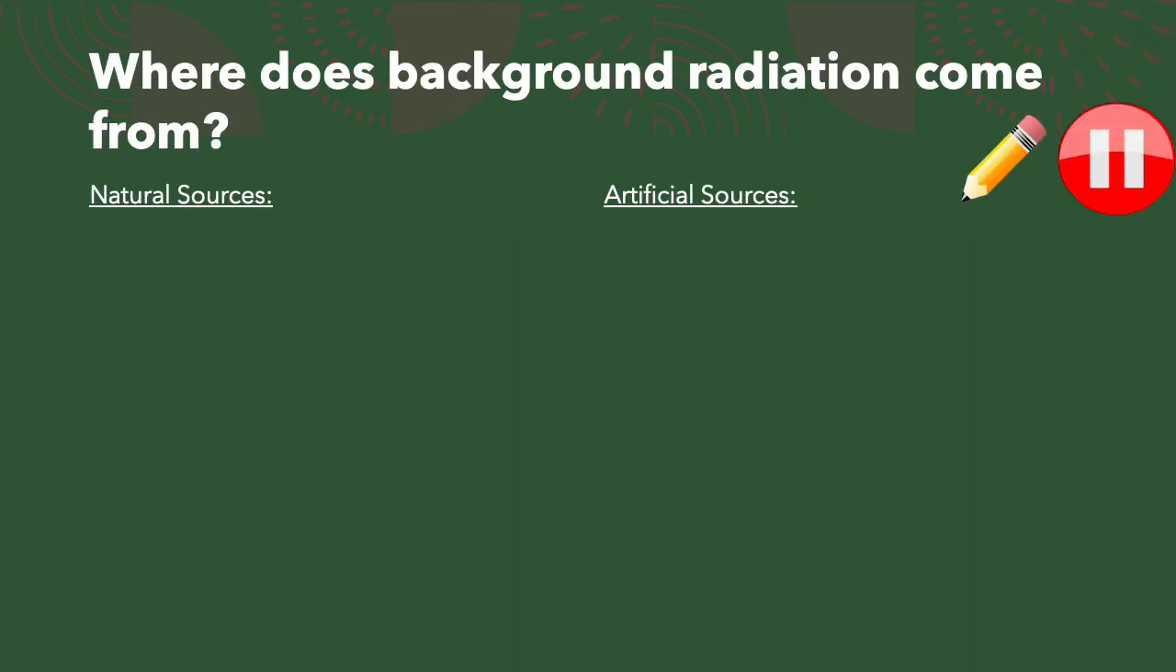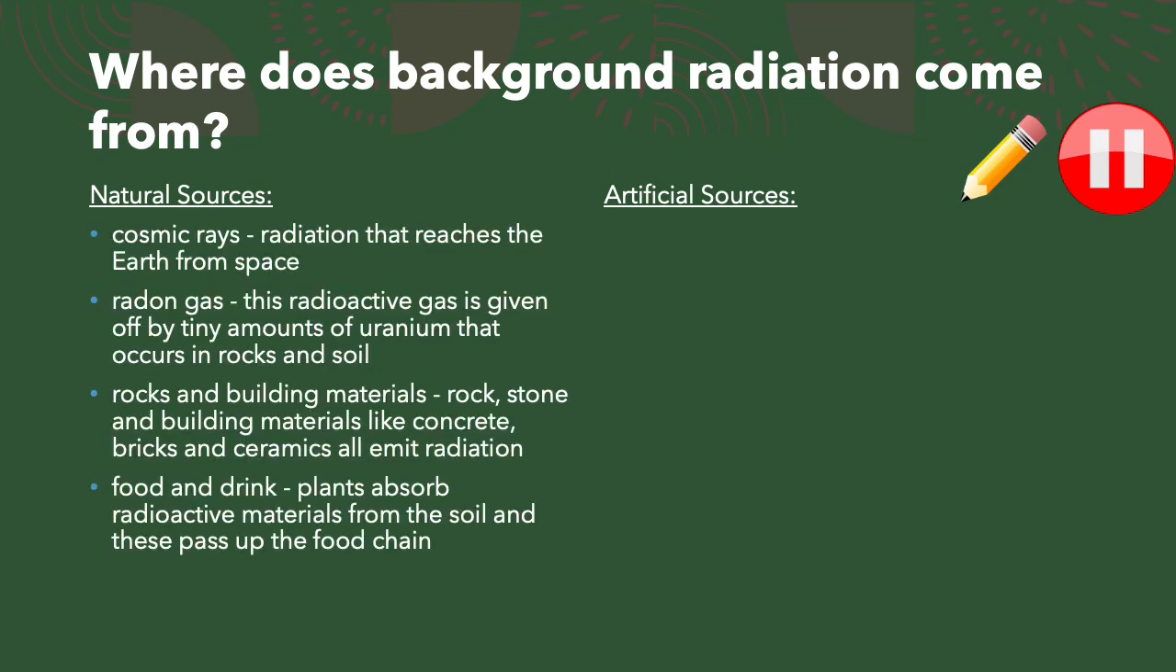One thing we need to know as well is where this background radiation comes from. And it's a mixture of both natural sources and artificial sources. So some of the natural sources include cosmic rays, which is just radiation from space, radon gas that's trapped in the earth, from rocks and buildings all around us emit some radiation, and also from our food and drink. Bananas have some radioactive potassium in them, again not enough to cause harm, but it all adds up to this background radiation.